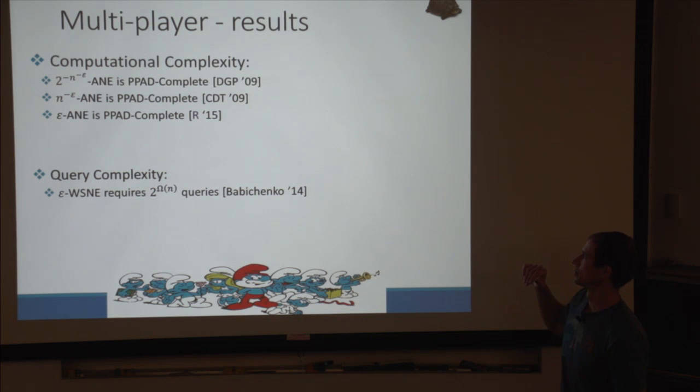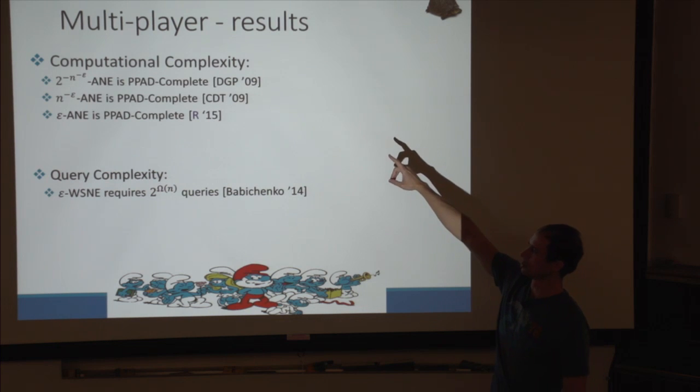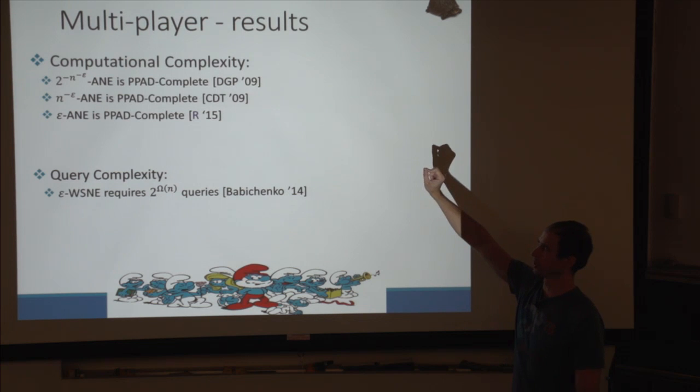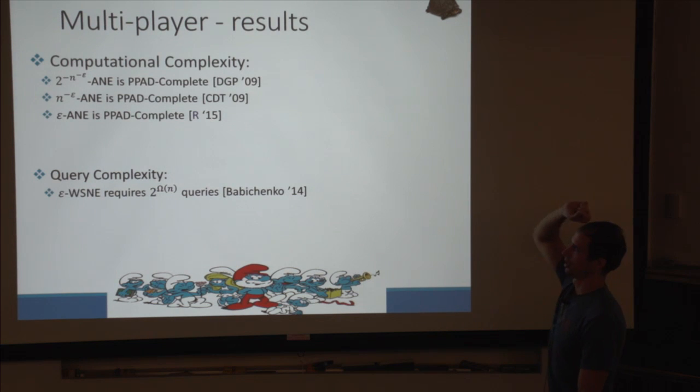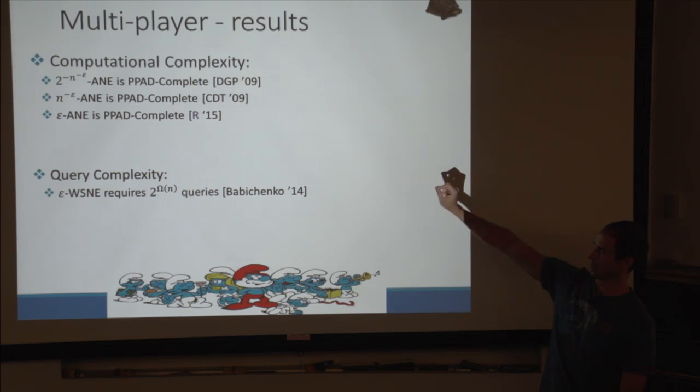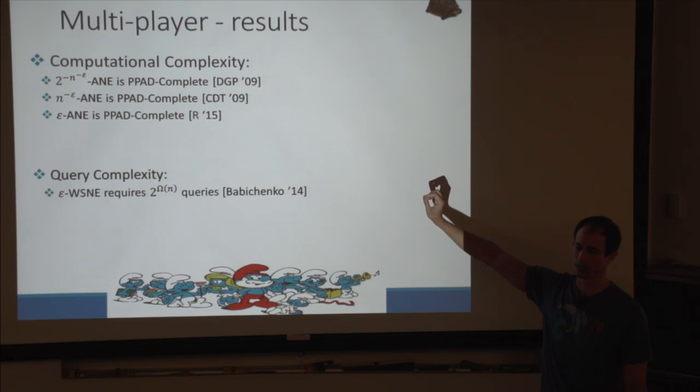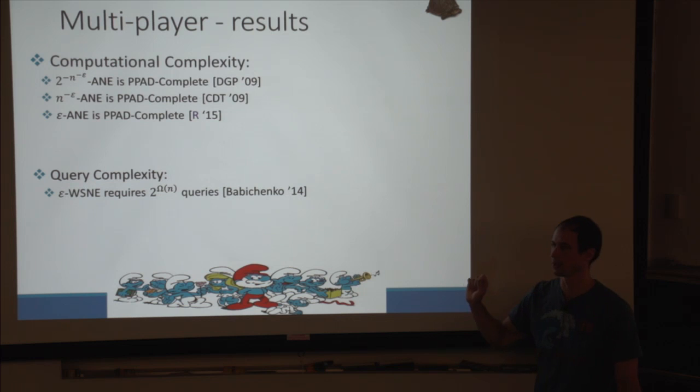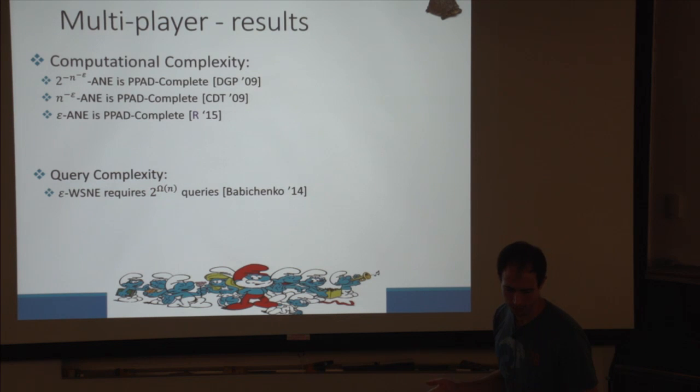Previously it was known that if you're looking at an n-player game, Daskalakis, Goldberg, and Papadimitriou showed that if you want exponential precision, that's PPAD hard, and then Chen and Deng and Teng showed that for polynomial precision, that's PPAD hard. And in a recent paper a couple of years ago, I showed that even for constant epsilon precision, it's PPAD complete to get an approximate equilibrium for a succinctly representable n-player game.